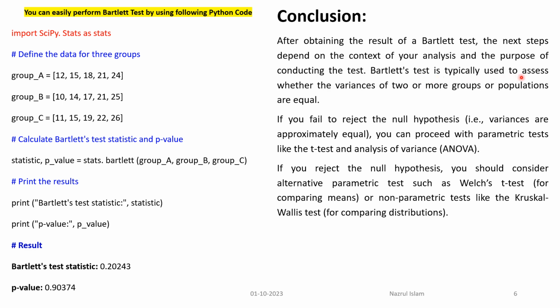Bartlett test is typically used to assess whether the variances of two or more groups or populations are equal. If we fail to reject the null hypothesis, that is, variances are approximately equal, you can proceed with parametric tests like t-test and analysis of variance, that is ANOVA. If you reject the null hypothesis, you should consider alternative tests such as Welch's t-test for comparing means, or non-parametric tests like Kruskal-Wallis test for comparing distributions.